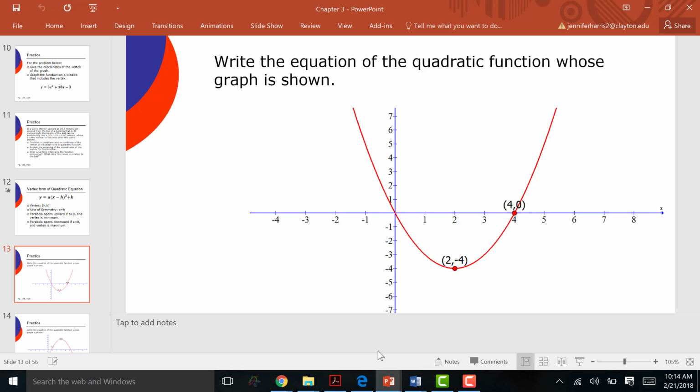Do you see how you have to create the equation? Just plug in the numbers they give you for the vertex and write your equation. So that's the equation that you would be expected to write as your answer in my math lab.